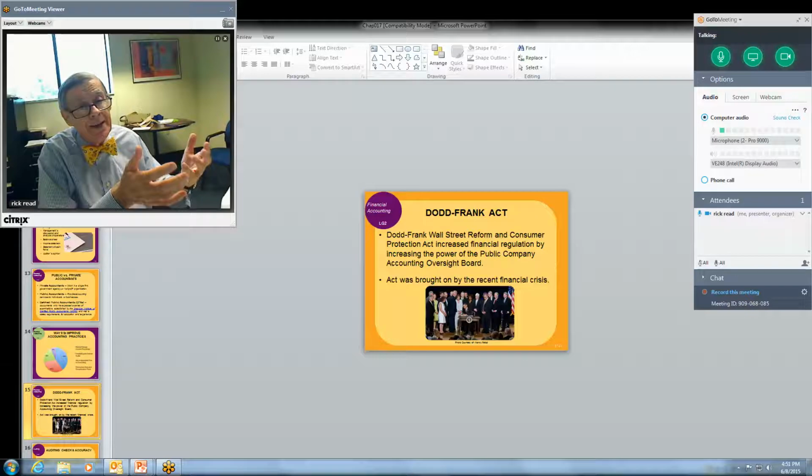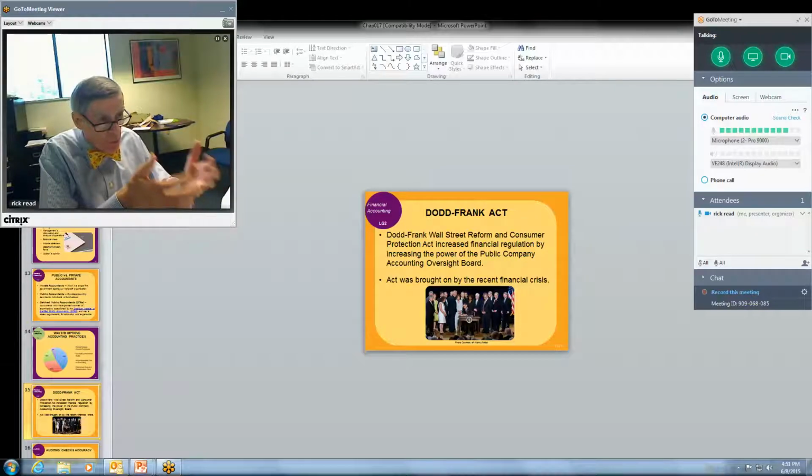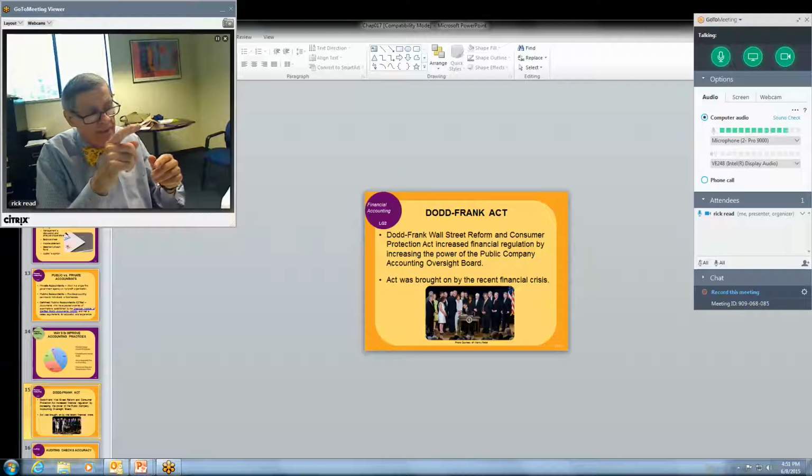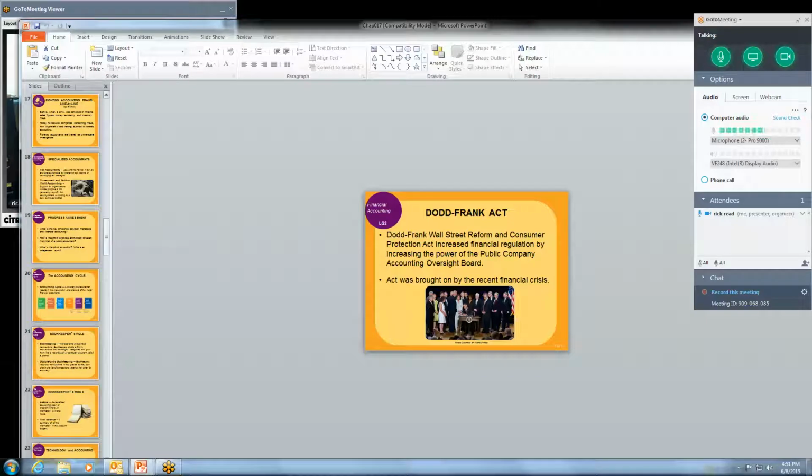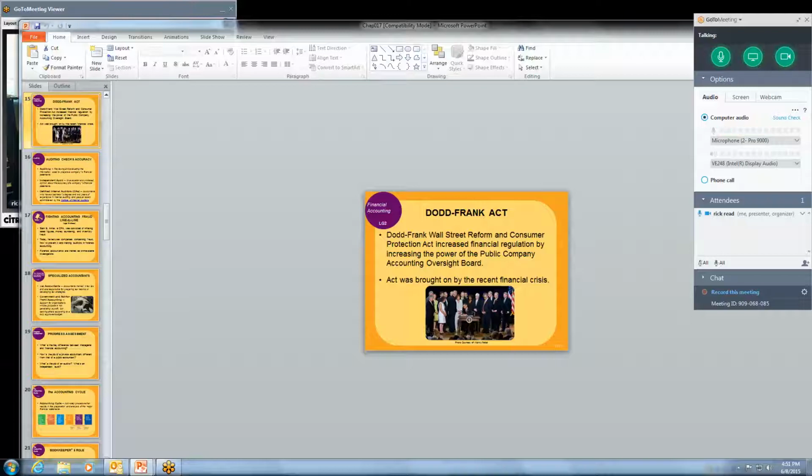So Dodd-Frank is just increasing regulation and strengthening accounting procedures, is a better way to say that, on financial institutions. And notice they're increasing the power of the Public Company Accounting Oversight Board. Again, much consternation about this, mostly from the financial sector. So far, Dodd-Frank is surviving, but I'm not sure how long it will survive.